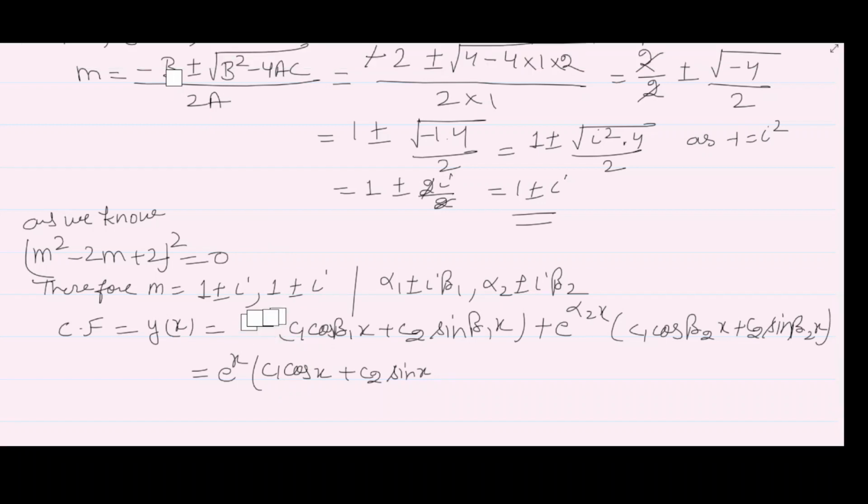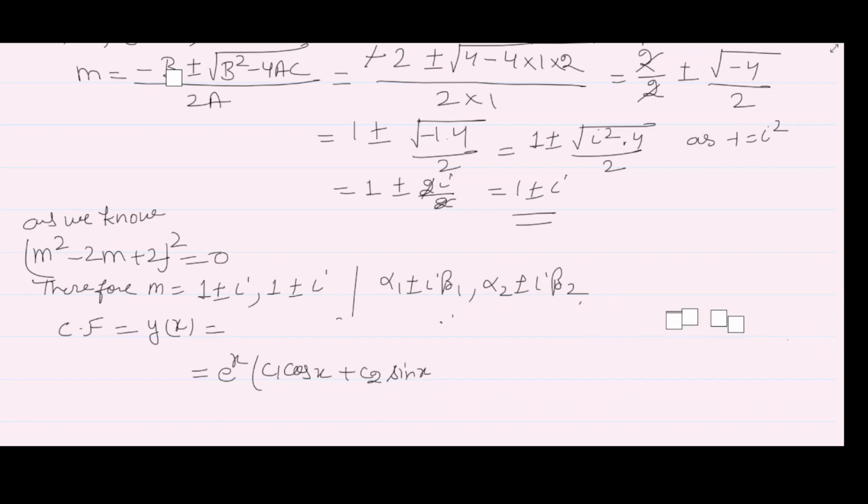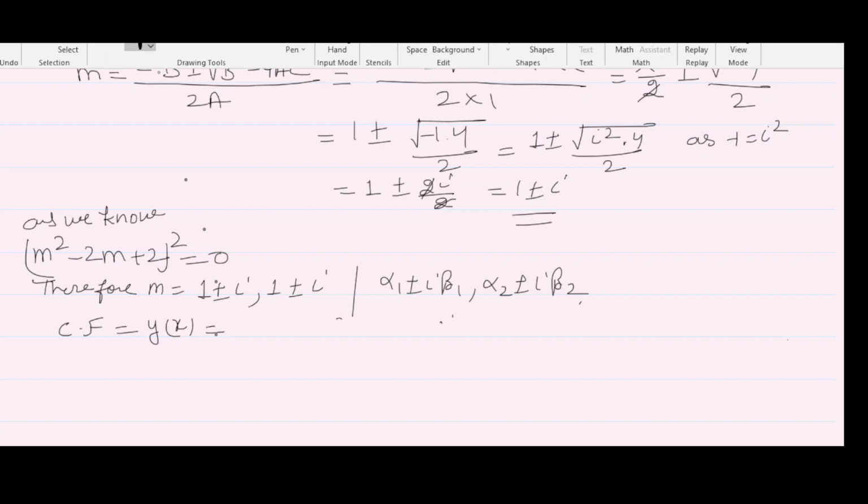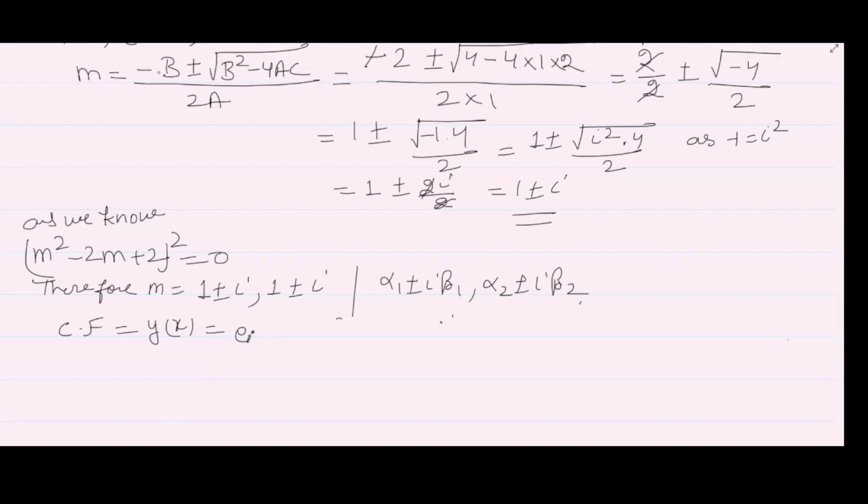Okay, so this will not be root because these are the repeated roots. So we will not use that formula. The formula will be different. So the formula will be here: alpha 1 equal to alpha 2 and beta 1 equal to beta 2.